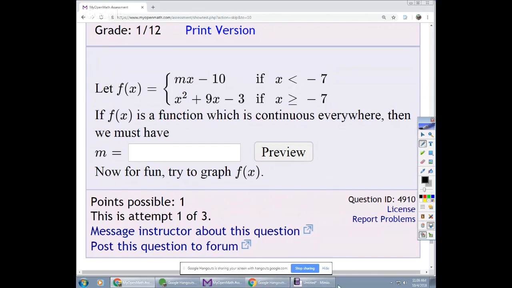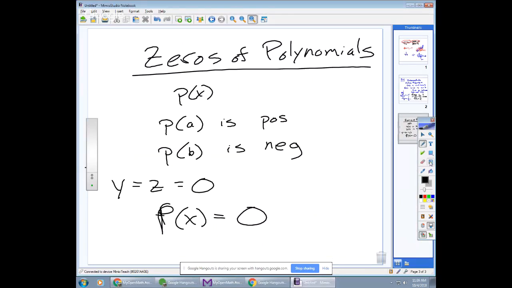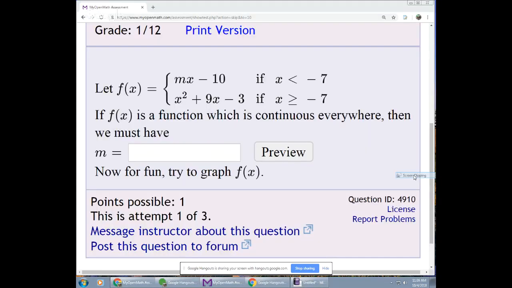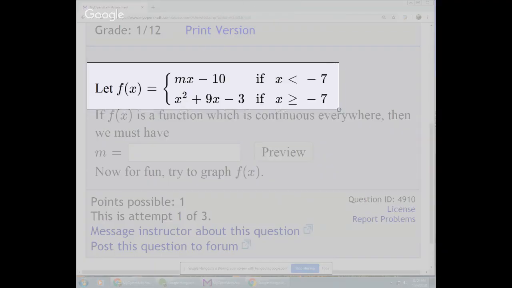Copy that into my little clipboard. New page. Snip. I just want that part right there.